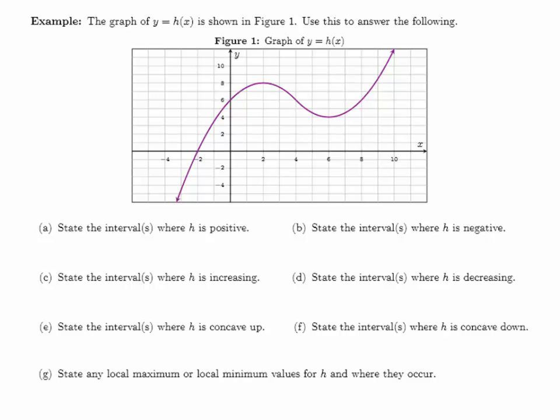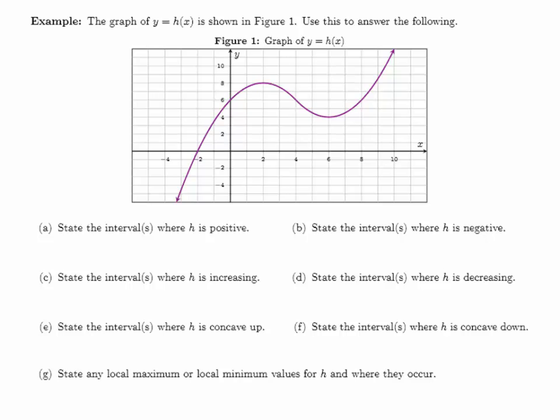In this example, we're going to use the graph of a function to identify various properties about that function. In particular, we're going to look at where it's positive or negative, where it's increasing, and also where it's decreasing, and then where it's concave up and concave down. The last thing we'll do is identify any local maximum or minimum values and state where they occur.